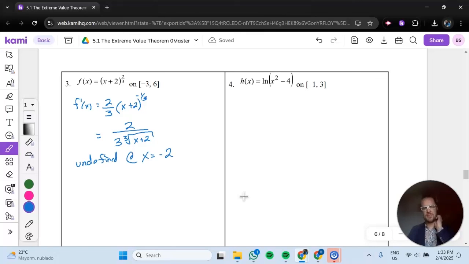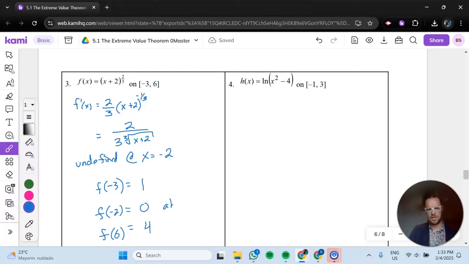Okay, so then I'm going to check my points. So I've got f of negative 3, f of my undefined critical point there, and f of 6, my two boundaries. Now, when I put those into the original up here, negative 3 plus 2 is negative 1. Negative 1 squared is 1, cube rooted is 1. So this is just going to be 1. If I put in negative 2, it's just 0. And if I put in 6, I'm going to get 8. 8, this time I'm going to cube root first because that puts me at 2. 2 squared is 4. So there, 0 would be my absolute min, and 4 would be my absolute max.